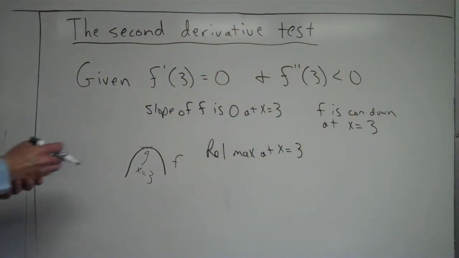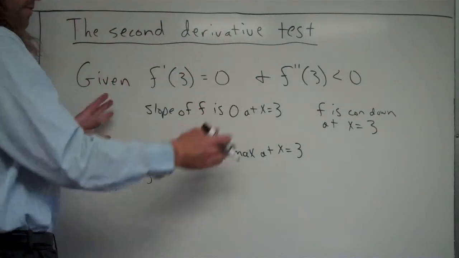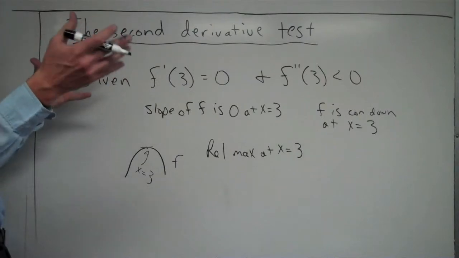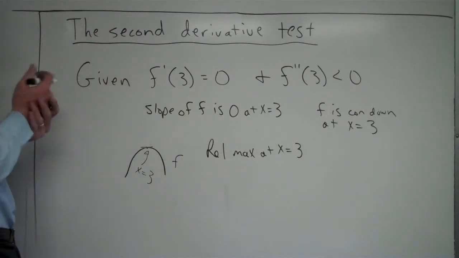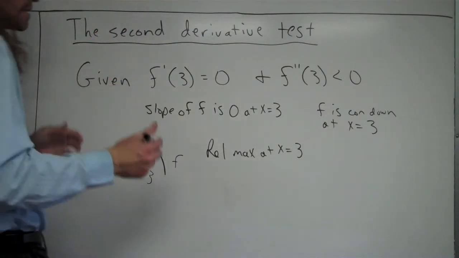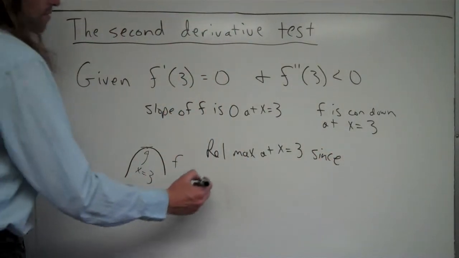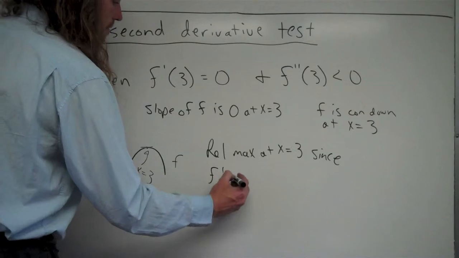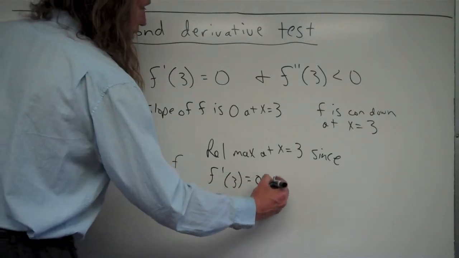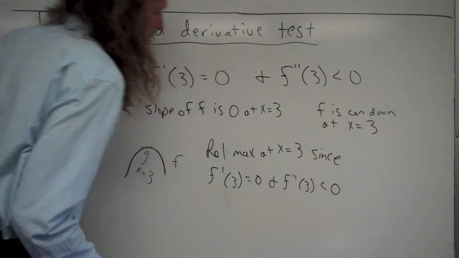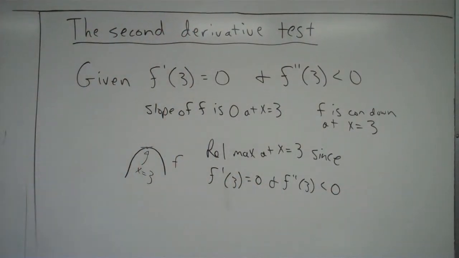So again, from this information I could determine that there's a relative max at x equals 3, and if in a certain problem you had to justify, you could say, since f prime of 3 is equal to 0 and f double prime of 3 is less than 0, that would be my justification, using the second derivative test.